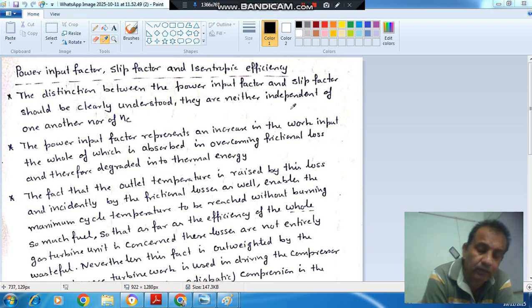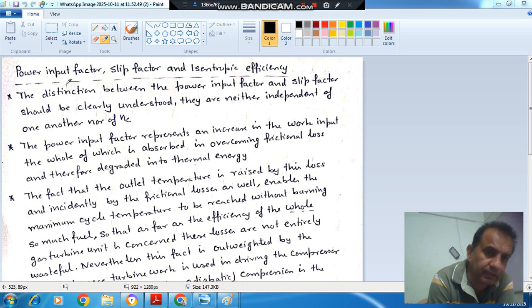Hello, welcome again. We are covering the topic centrifugal compressor for civil services, meaning IFS and GATE aerospace exam. The next topic is the analysis of power input factor, slip factor, and isentropic efficiency. We have studied power input factor, slip factor, and isentropic efficiency. Now we will analyze the dependency among them.